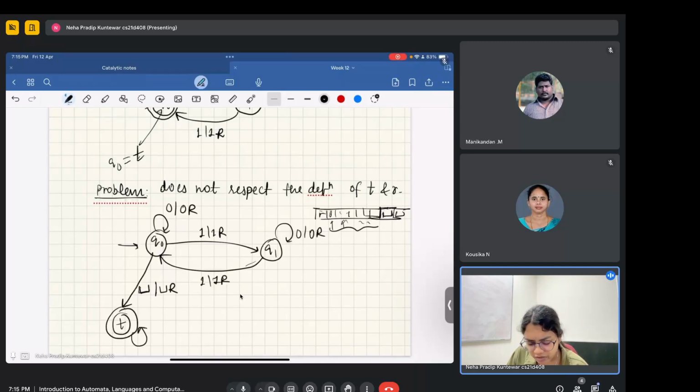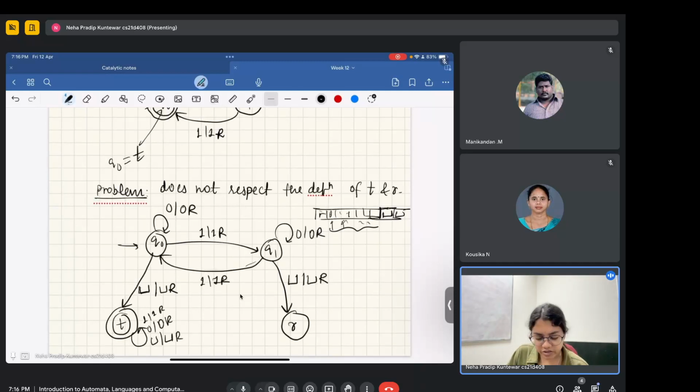So from t, no matter what you see, we are just going to stay here. If you see a 1, you should still stay here. Similarly, if we are done reading the input and we are still in state q1, that means the number of ones was odd. So we go to this special state which is reject, and from here, no matter what we see, we are just going to reject.